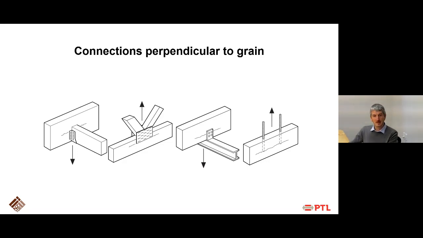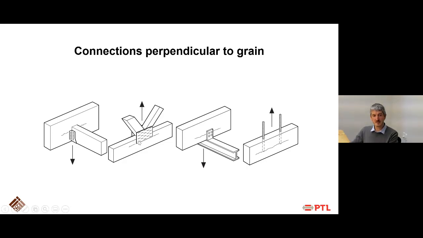I'm moving on to the connections perpendicular to grain. As I said before, they might occur much more often than you think. For example, the first case here, when you have secondary beams hanging from the main beam. If this beam would be on top, then there would be no problem. But because it's at the bottom, it tries to rip the timber of the main member apart.